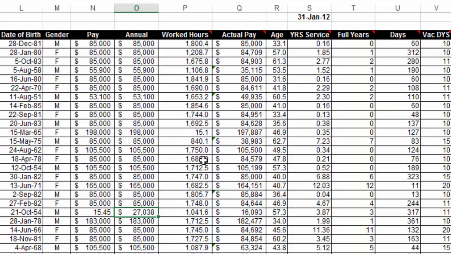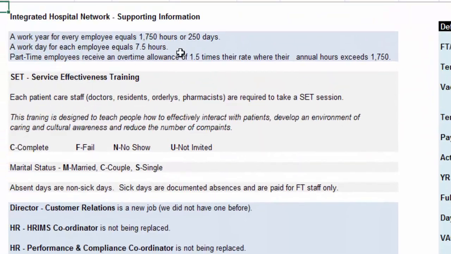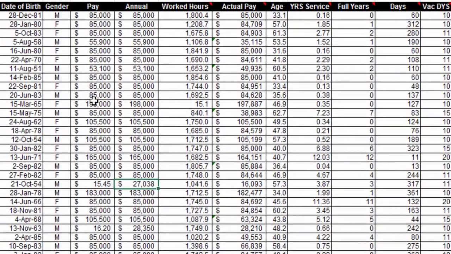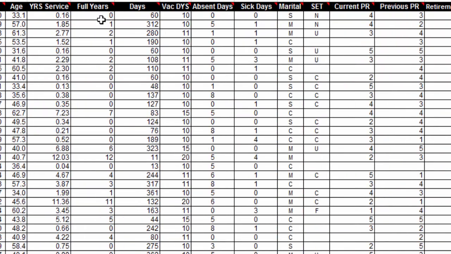So, for example, if a person worked their full year of 1,750 hours, and that sort of information is provided in this supporting information tab, it tells you up here, if a person's worked a full year, then they get to keep their full pay, their actual pay. But if they haven't, we need to deduct a portion of it, right? So this is their actual age, the years of service they've been with IHN, either as full-time or part-time. Full years worked.